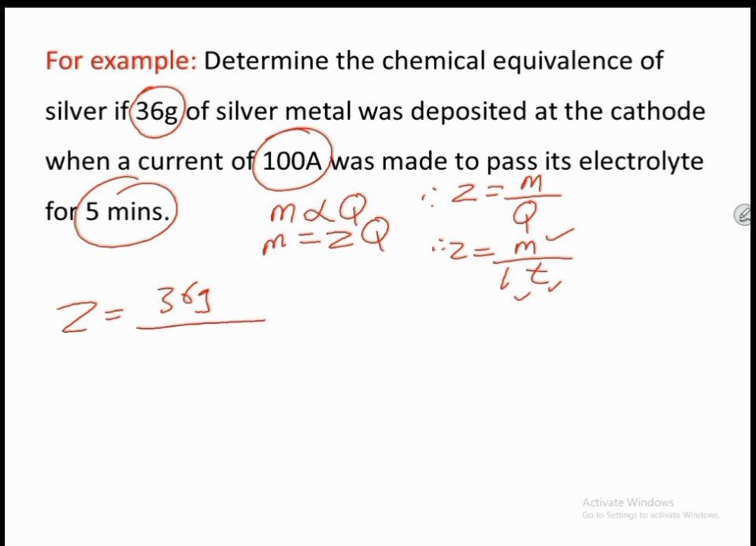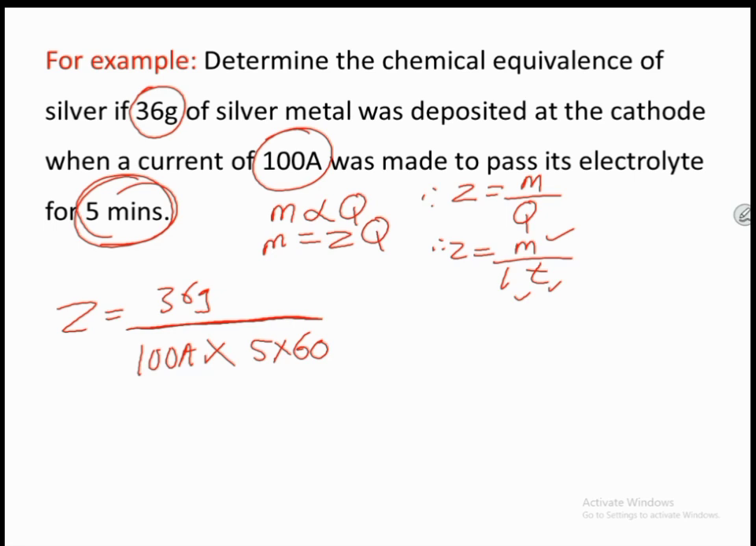divided by I, and I there is current, which is 100 ampere, times T, which is time. Please, time is always in seconds. So if you are given minutes or hours, convert to seconds. So converting 5 minutes to seconds means 5 times 60. 5 minutes times 60 seconds. That's 5 times 60. That should give us 300.